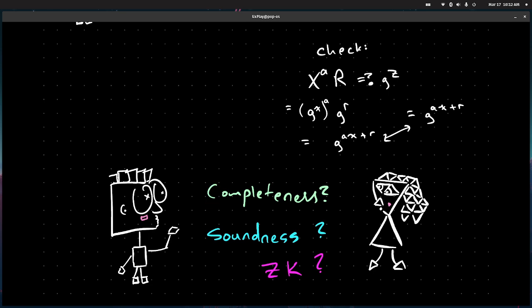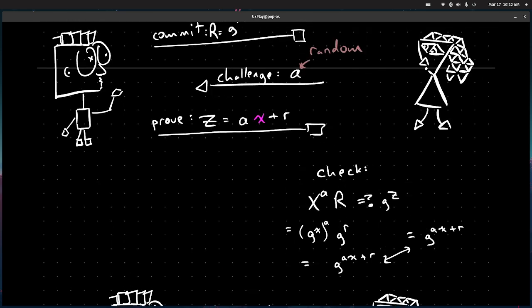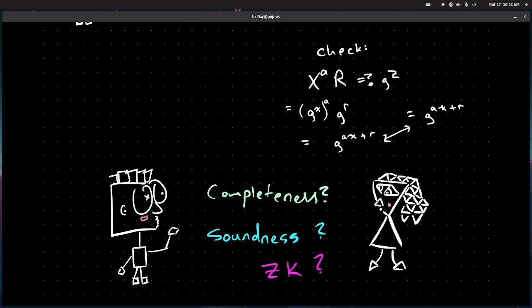So completeness-wise, if Bob does actually know x, then he can obviously compute ax plus r, and Bob will win every time. There is no chance that Alice is like, no, you don't know x. So completeness-wise, Bob is perfectly well off in this example.